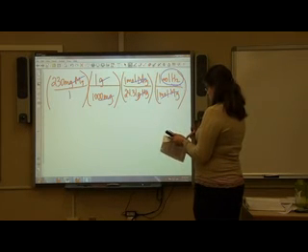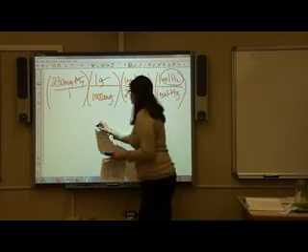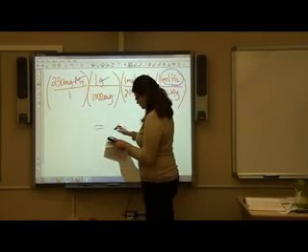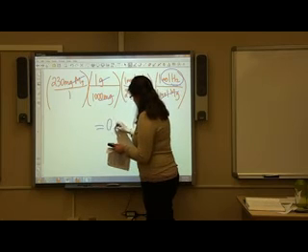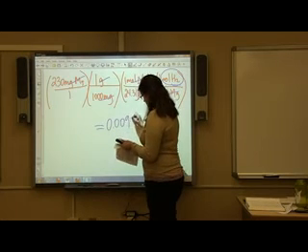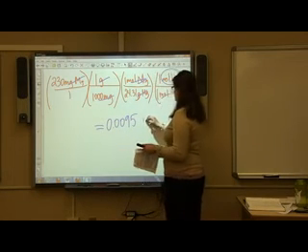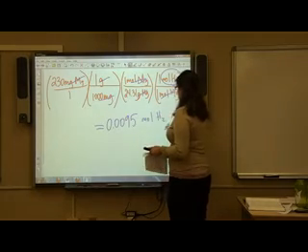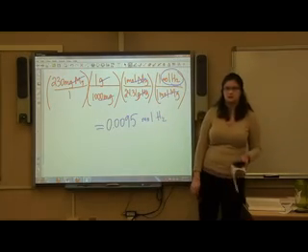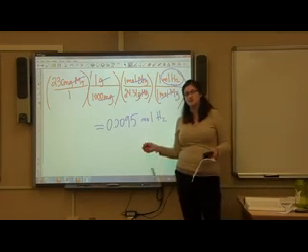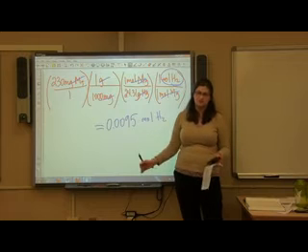230 divided by 1,000 divided by 24.31 equals 0.0095 moles of H2. I expect this number to be in scientific notation, so make sure that you do that.